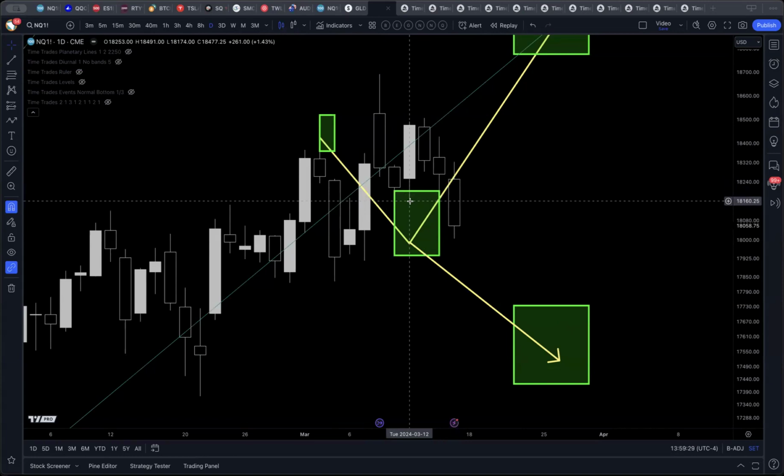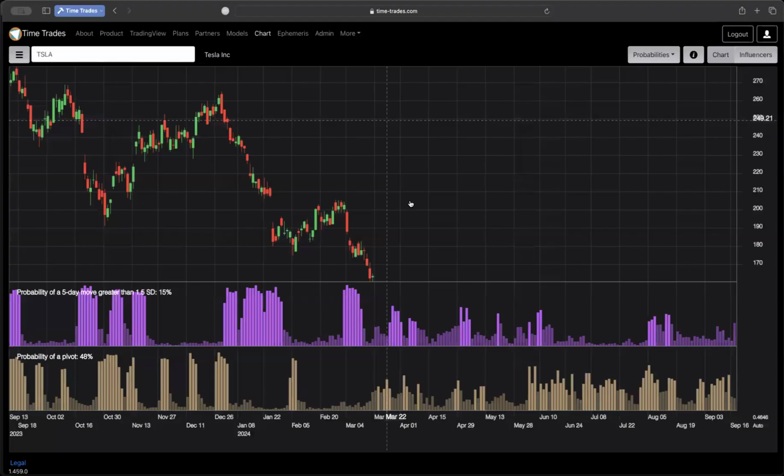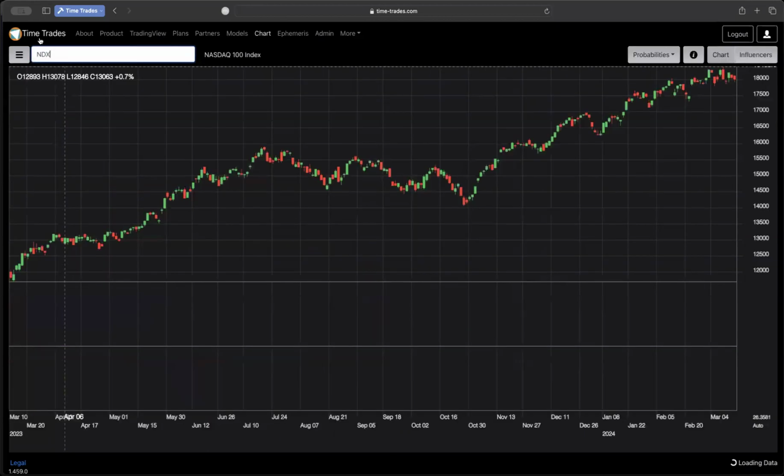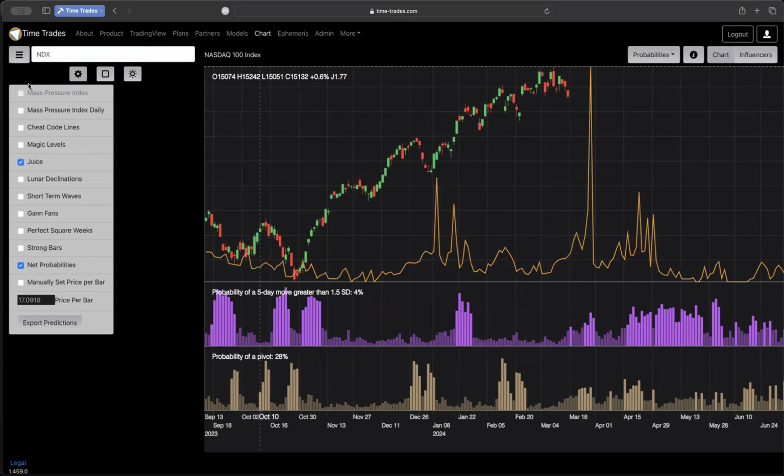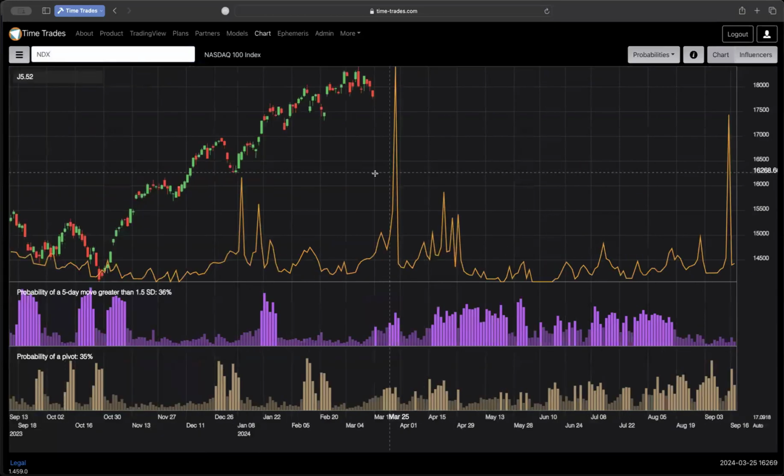So what I want to start off this week is with a review of the juice indicator. So I'm going to flip over to Time Trades here, and let's just bring up IndieX. And the juice is the same across all of them. It's really just a measure of alignment across planets. Now, very easy to instantly notice this big juice spike on March 27th.